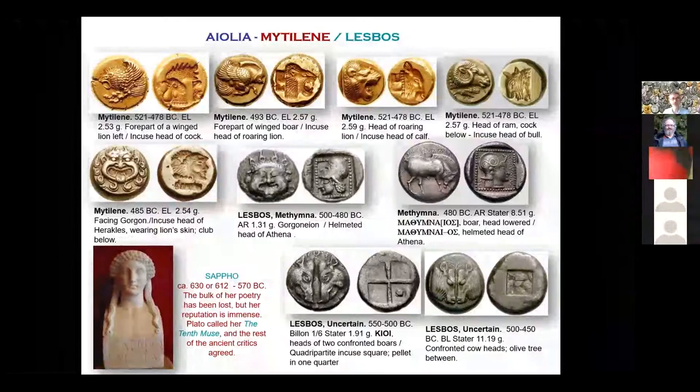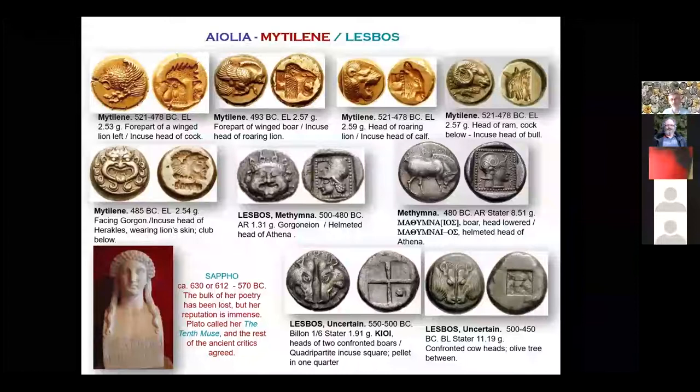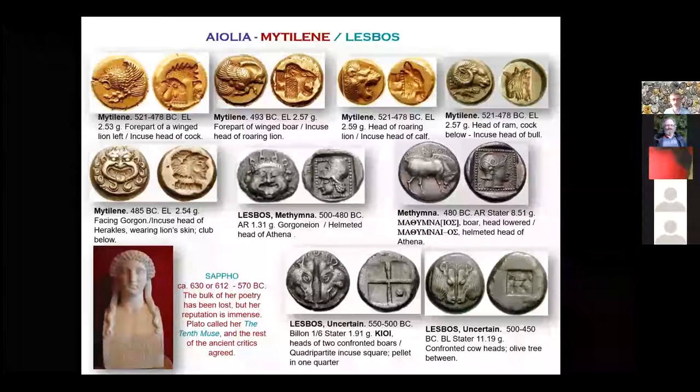And it is the island of Sappho, the so-called first female poet, but I don't think she was the first. I'm sure there were other poets before her. The bulk of her poetry has been lost, but her reputation is immense. Plato called her the 10th muse, and the rest of the ancient critics agreed at that time. But as a small island, having several cities producing coinage is very, very remarkable.